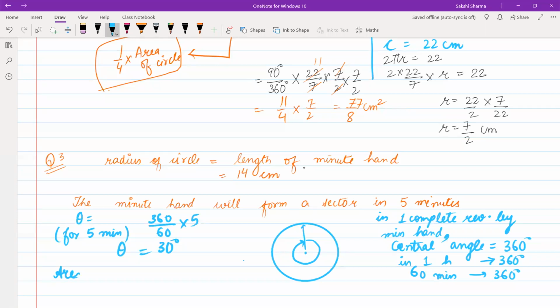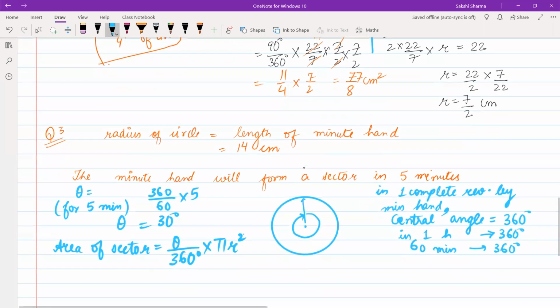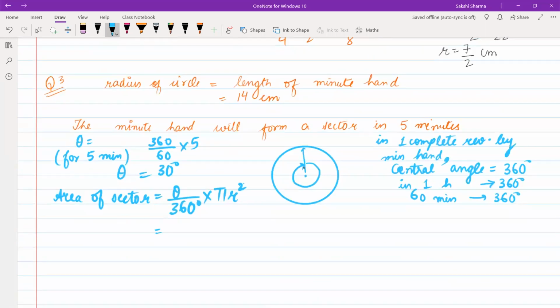And now you can find out the area of sector. Simplify and obtain the answer. You can leave the answers again in fractions if you want.